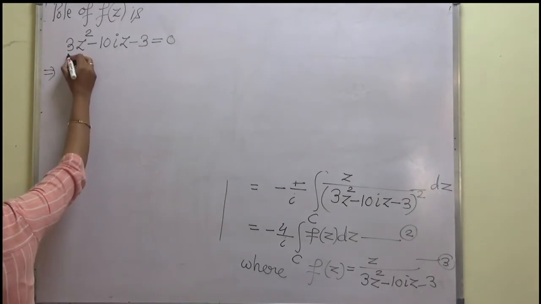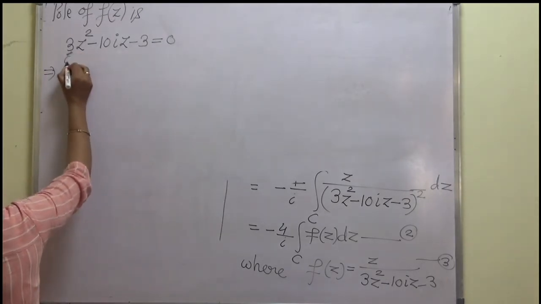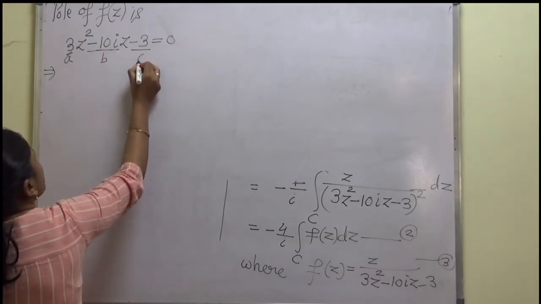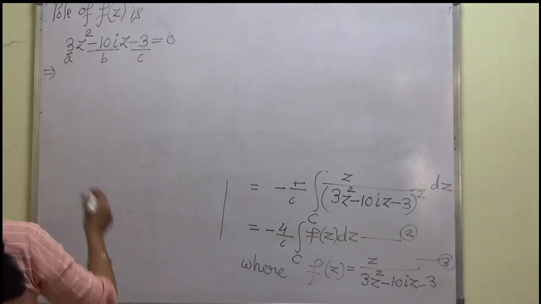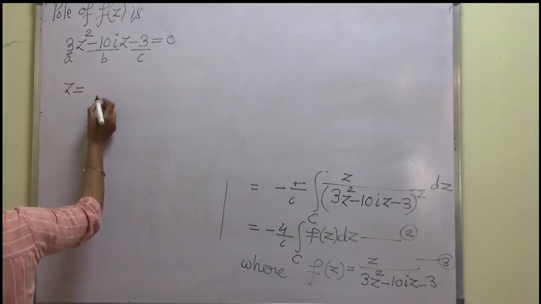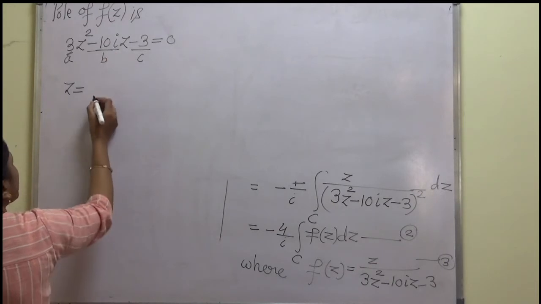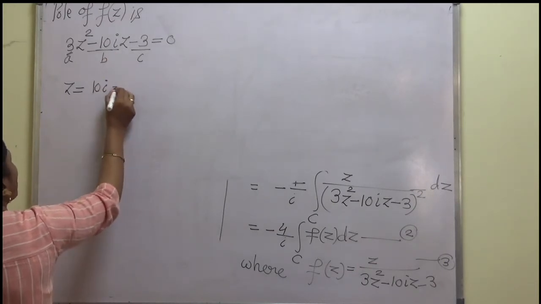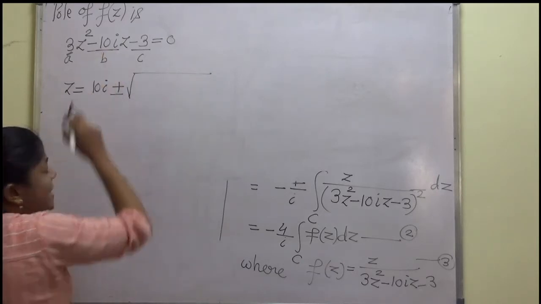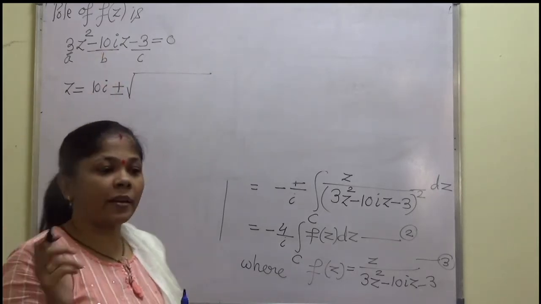So what is a here? A is nothing but 3. b is minus 10i and c is minus 3. Okay. So let us apply the formula. So z is equal to, you will get the two values, minus b, so minus of minus 10i, that is 10i, plus minus under root of b square, so that is minus 10i whole square, that will be what?